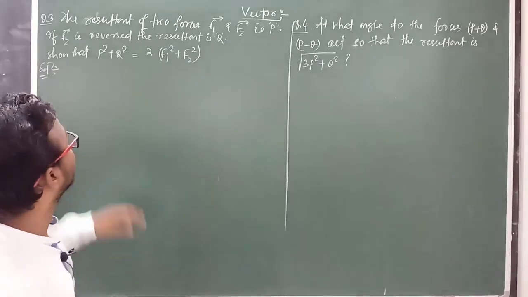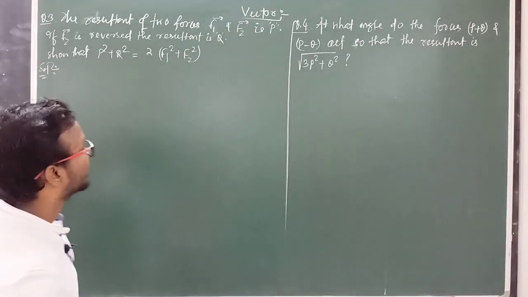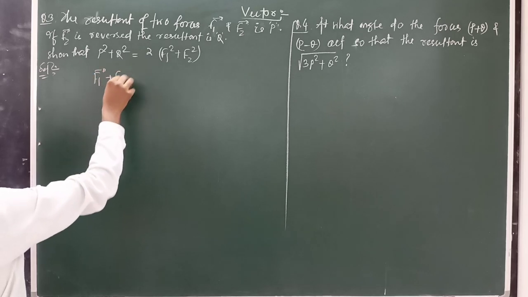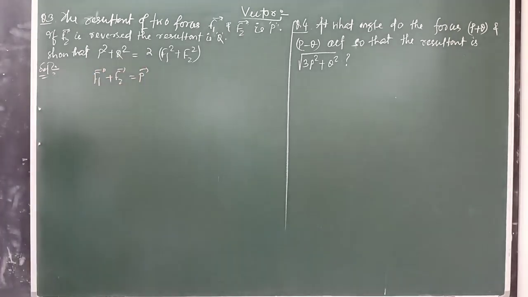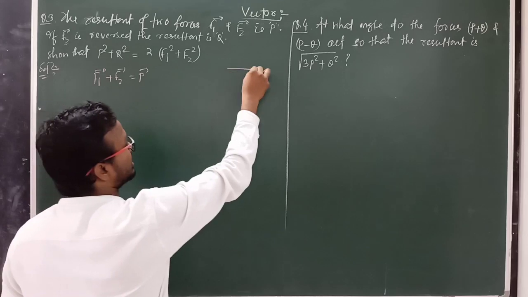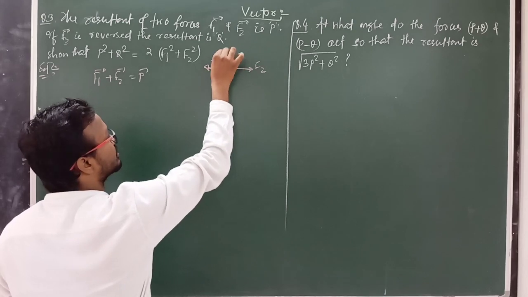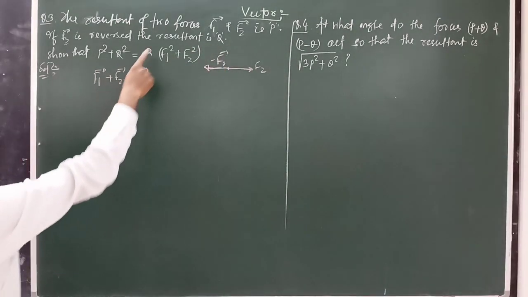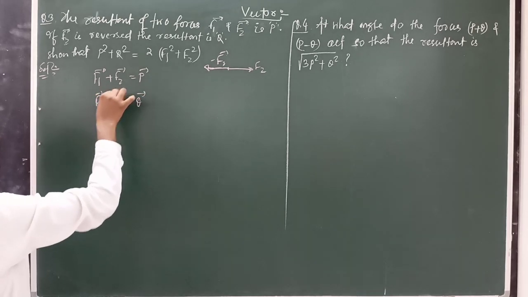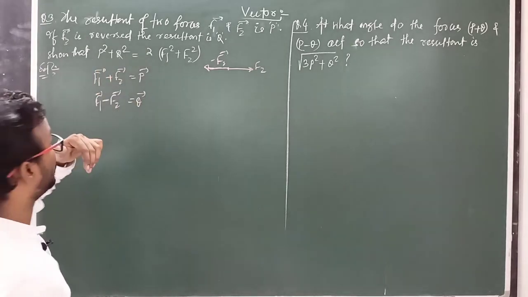Now let's start question number 3. Given that the resultant of two forces F1 and F2 is P, so F1 plus F2 equals the vector P. If F2 is reversed, suppose this is the direction of F2, its reverse direction means a negative vector, and this is minus F2. If F2 is reversed, then the resultant is Q, so the resultant Q means F1 minus F2. Then we have to prove that P square plus Q square equals 2 into (F1 square plus F2 square).